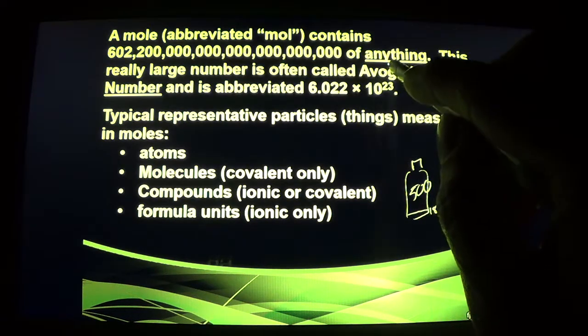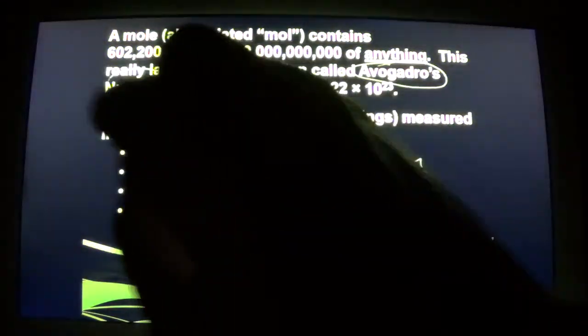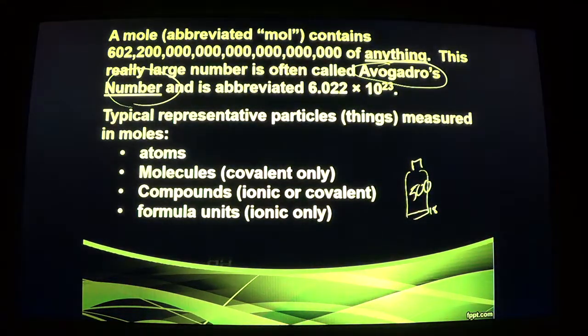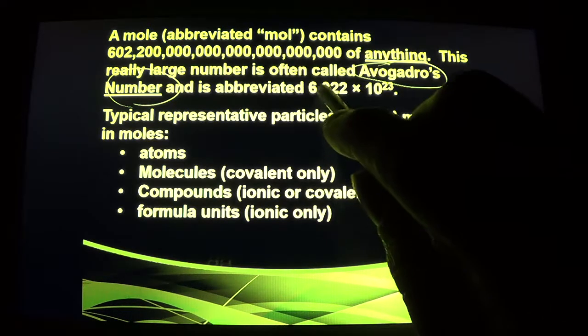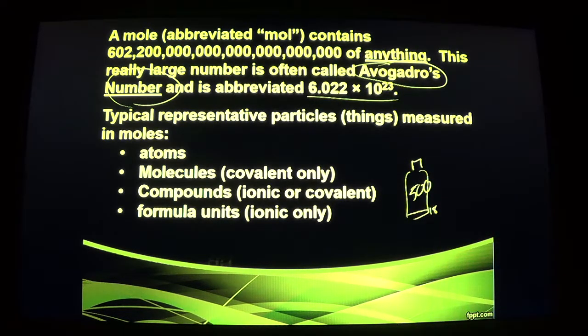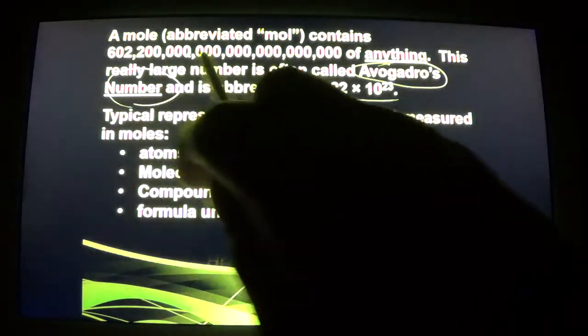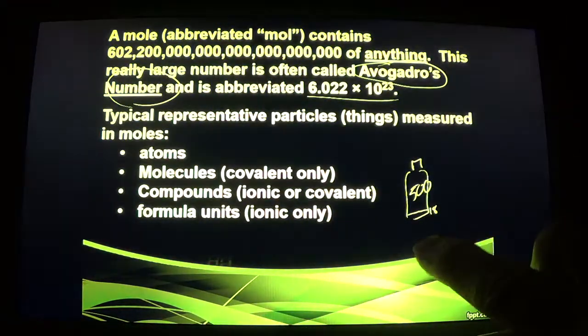Be aware this is often called Avogadro's number. Mr. Avogadro came up with the basic mathematical premises that allow us to calculate this number. And we do usually abbreviate it in scientific notation because no one likes writing 21 zeros after that.